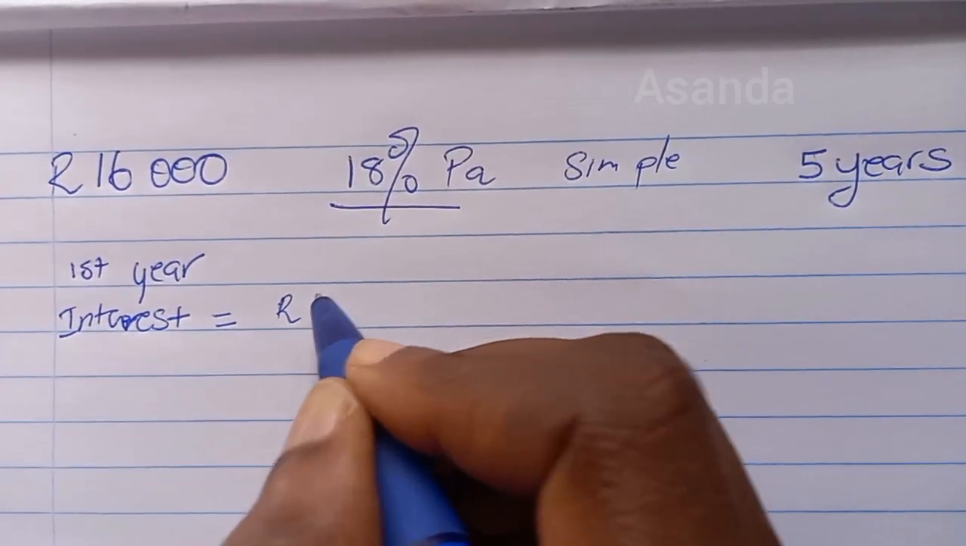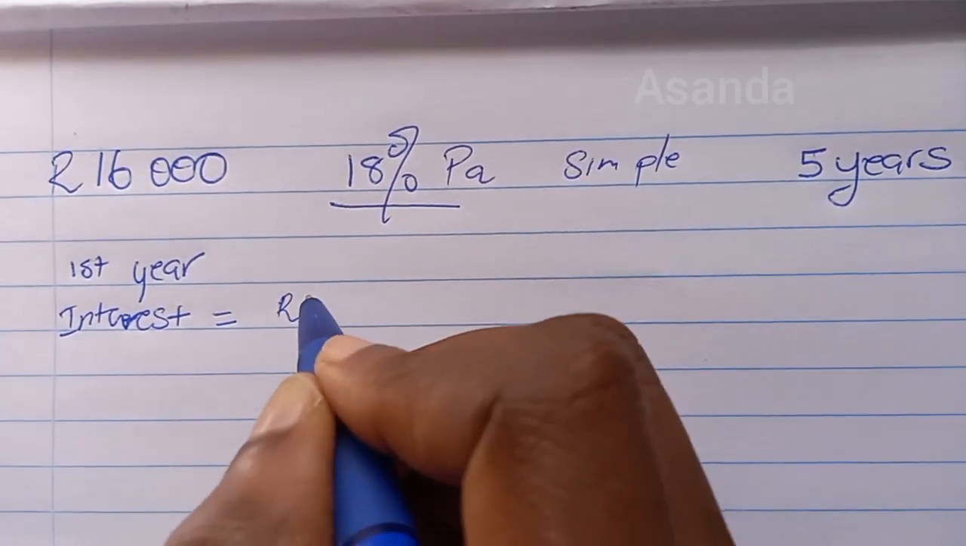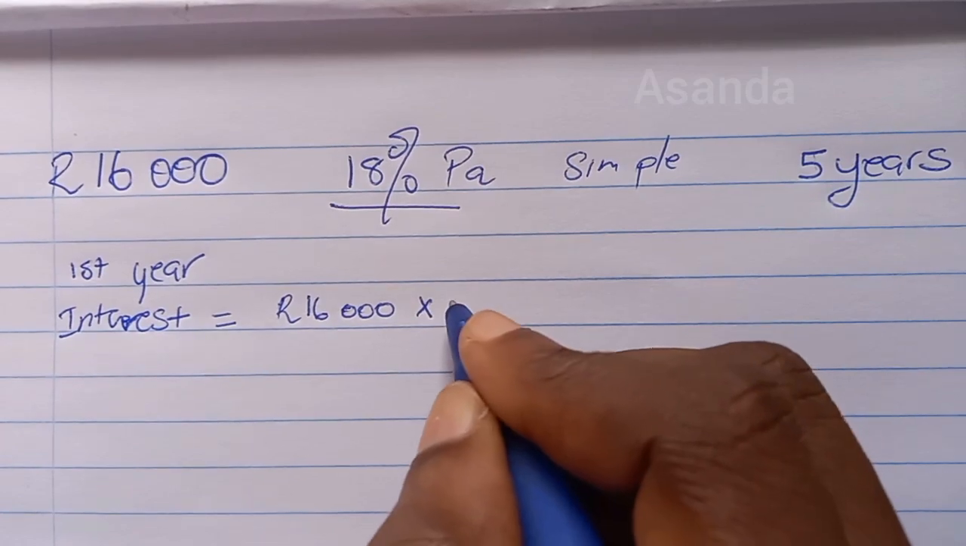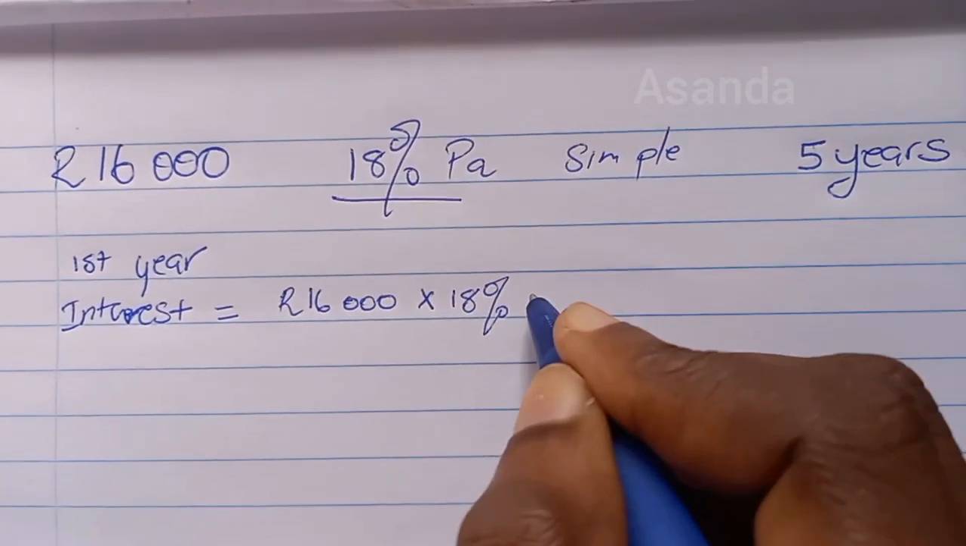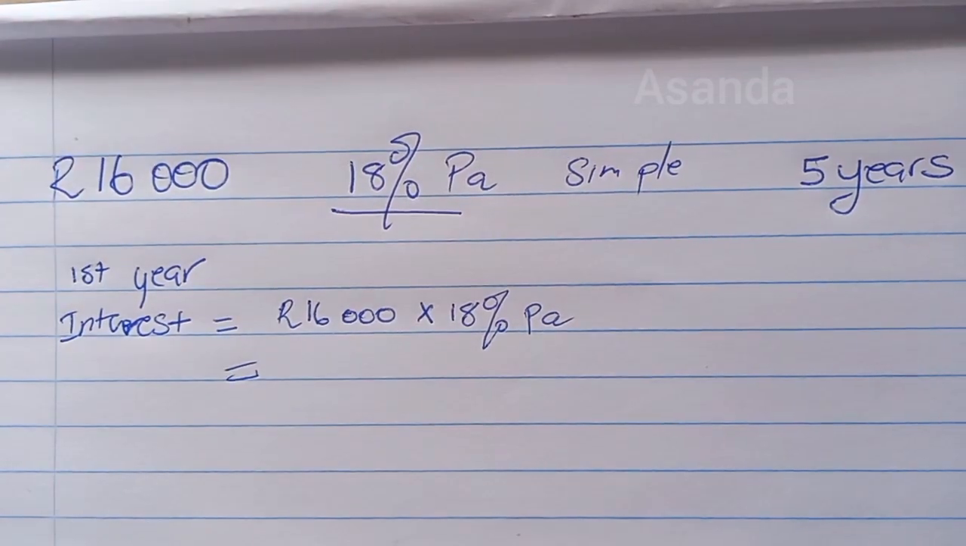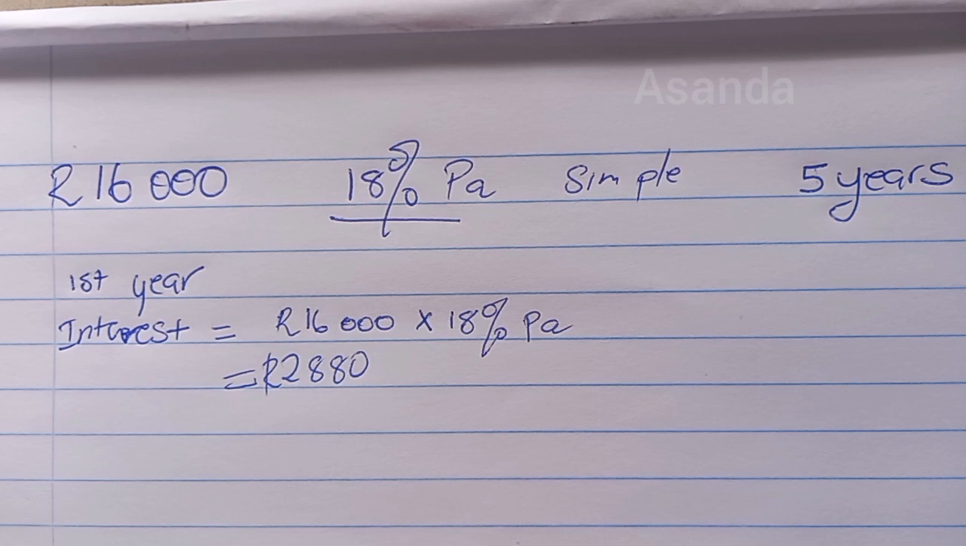This is simple interest, right? So we're just going to use the 16,000 rand. We're not going to care about what else happened, and we're going to multiply that by 18% per annum, and then we're going to get our answer. So the interest on the first year is going to be 2,880.